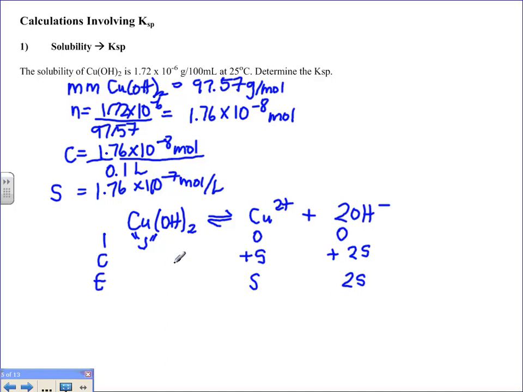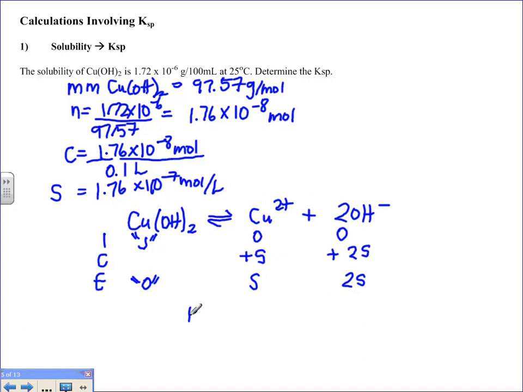So the amount of this that's able to dissolve, because this essentially goes down to 0 at equilibrium because all of it dissolves, it will allow us to know what S is and therefore know what the concentration of the copper ions and the hydroxide ions will be in this saturated solution.